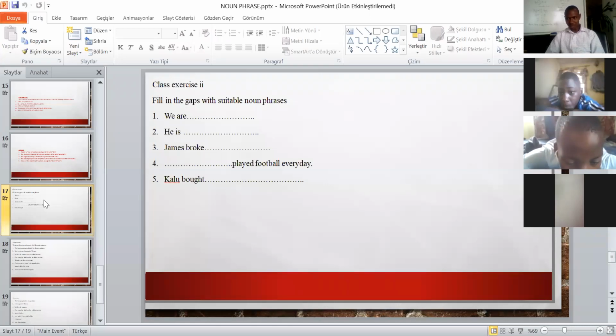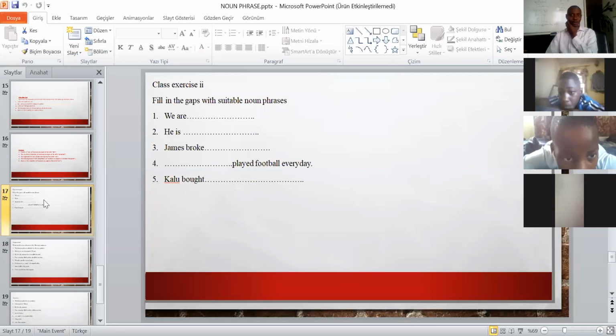Demilade, what are you saying? He is a playful boy. Zainab, you are right. He is a playful boy. A playful boy is a noun phrase. We are not naughty students. Naughty students is a noun phrase. We are ready to meet the best. The best singer is a noun phrase. The class is a noun phrase.